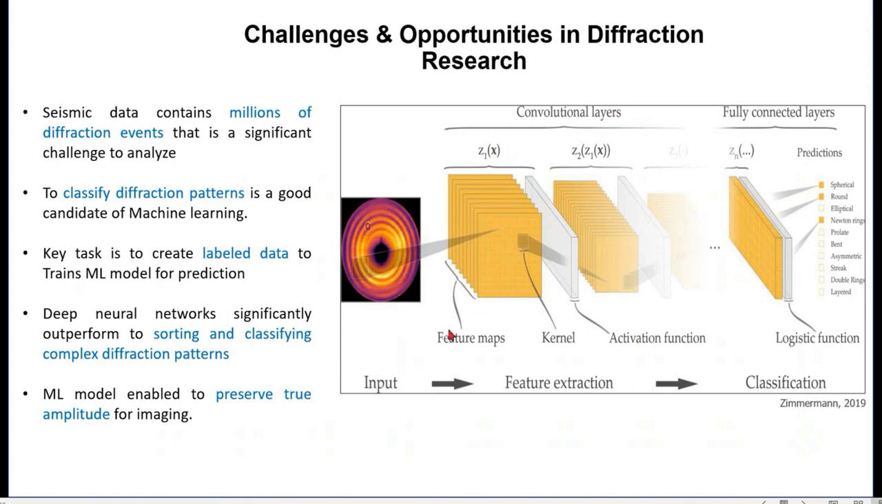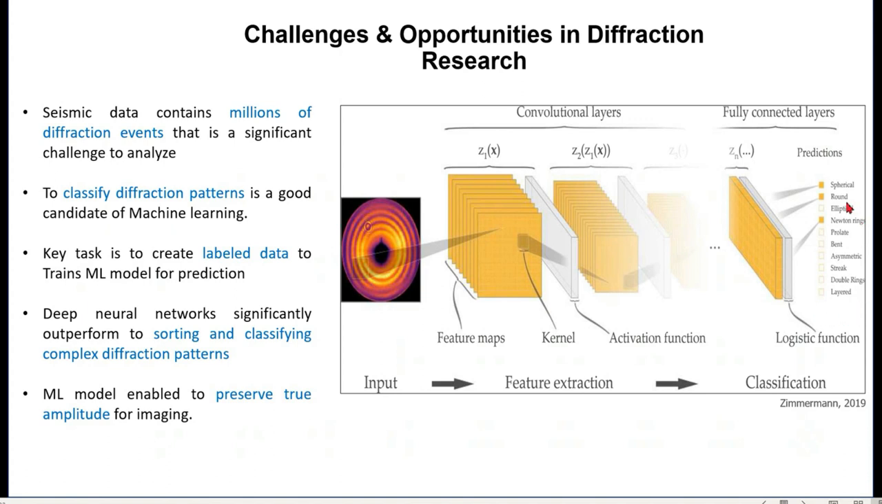So all these layers are called convolutional layers, in which we define the feature extraction. Feature extraction means that in our trained model, we have given thousands or maybe lakhs of diffracted events. So it can read, and it will match with this part of the data. If it is matched, it will define the predicted event.